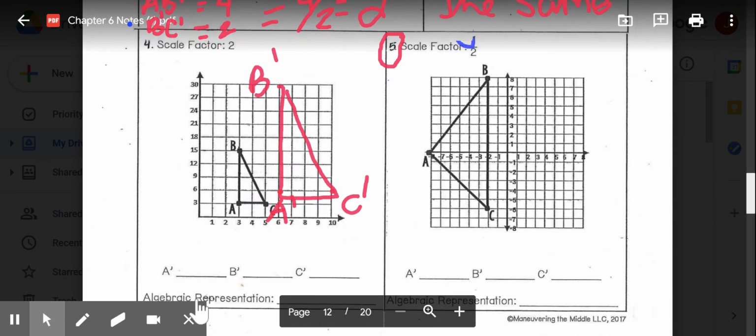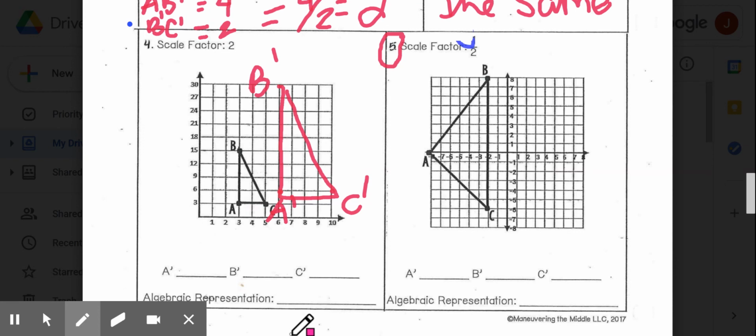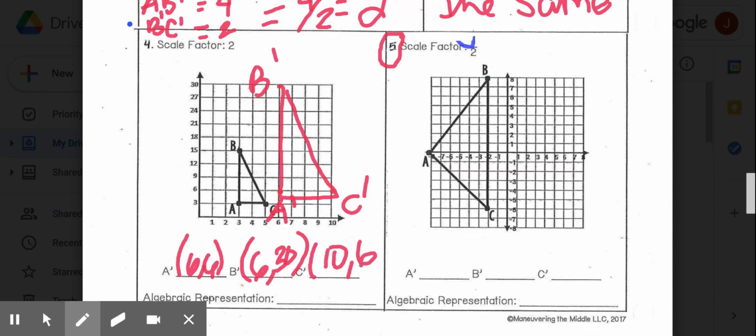All right, and then if you wanted, we could also record those coordinates down here at the bottom. So A prime, like we said, was at 6, 6. B prime was at 6, 30. And C prime was at 10, 6. Our algebraic representation, like we said, with dilations, this is pretty easy. We're always just multiplying both the x and the y by the scale factor. So we would have 2x, comma, 2y.